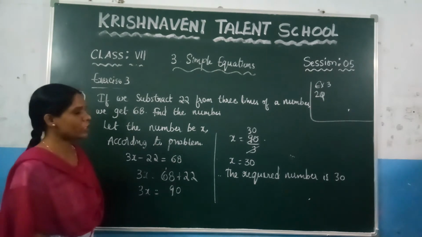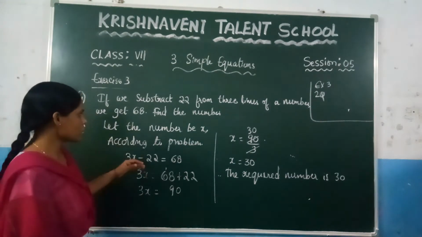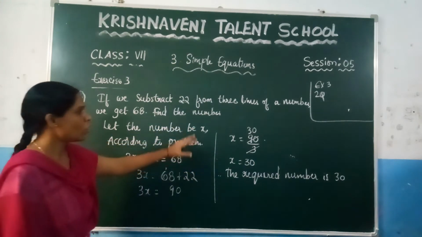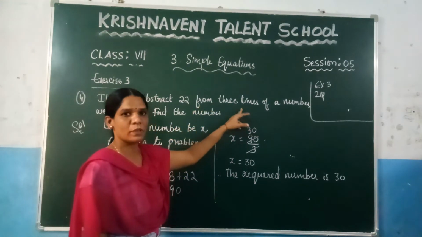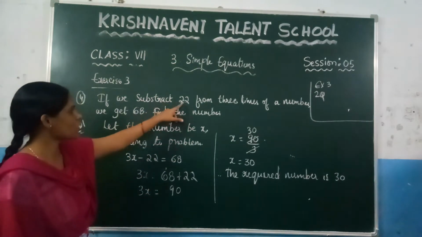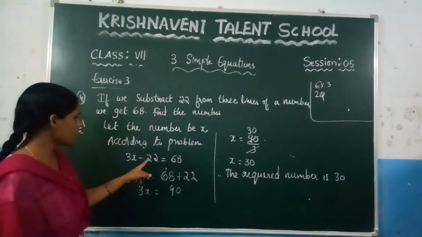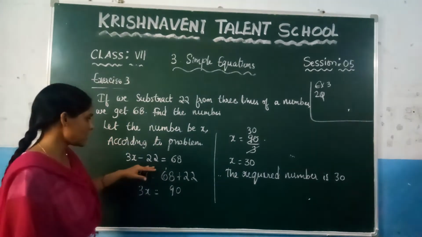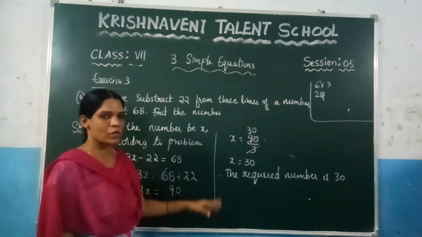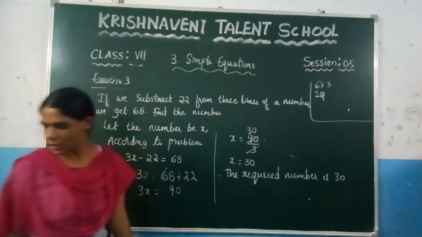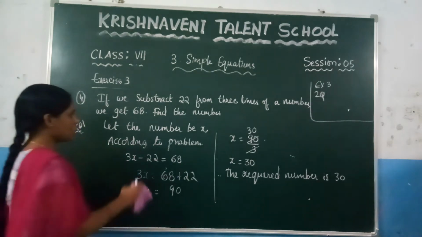So how do you solve this problem? Since we don't know what that number is, let us consider that number as x. So what is the meaning of 3 times of a number? It is nothing but 3x. From this 3x, we need to subtract which one? 22. After subtracting, what do we have to get? We have to get 68. So we got this equation, and after solving it using the transposition method, we got the required number which is 30. Now here, see the next question.